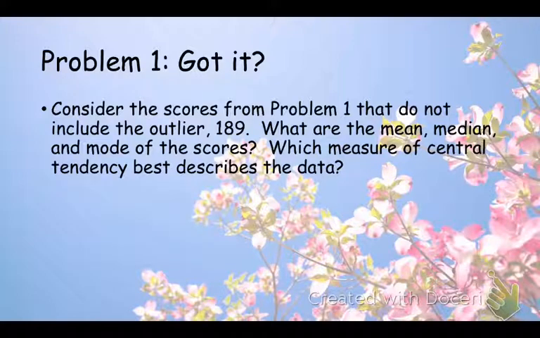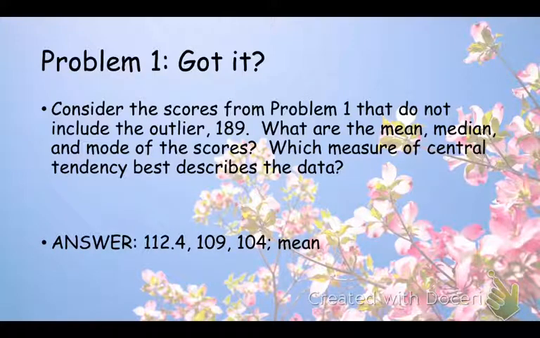All right, welcome back. So when we look at our answers, 112.4 is the mean, 109 is the median, and 104 is the mode. Which measure of central tendency best describes this data? It would be the mean, because we no longer have the outlier. We no longer have the score that's further away from the rest.